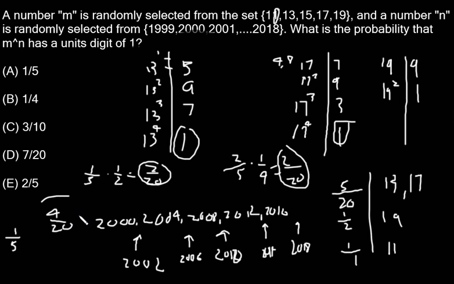4 out of 20. And so let's add up. We have 4 out of 20 plus 2 out of 20 plus 2 out of 20, which is going to be 8 out of 20. And 8 out of 20 is the same thing as 2/5. And this is going to be our answer right here.